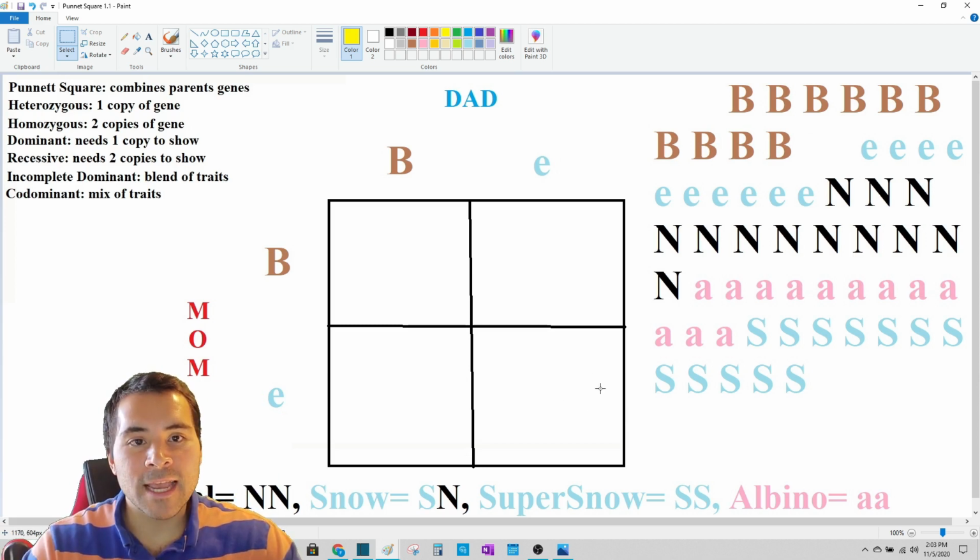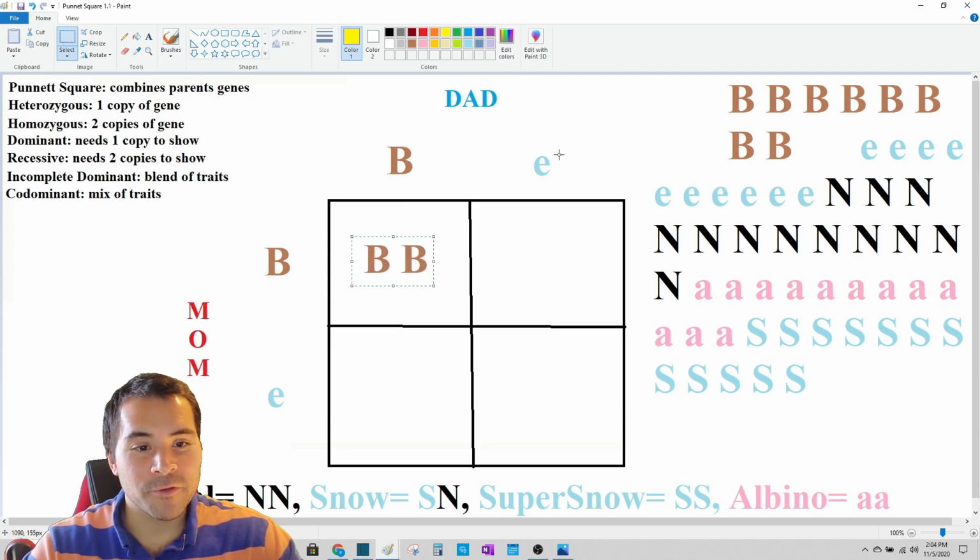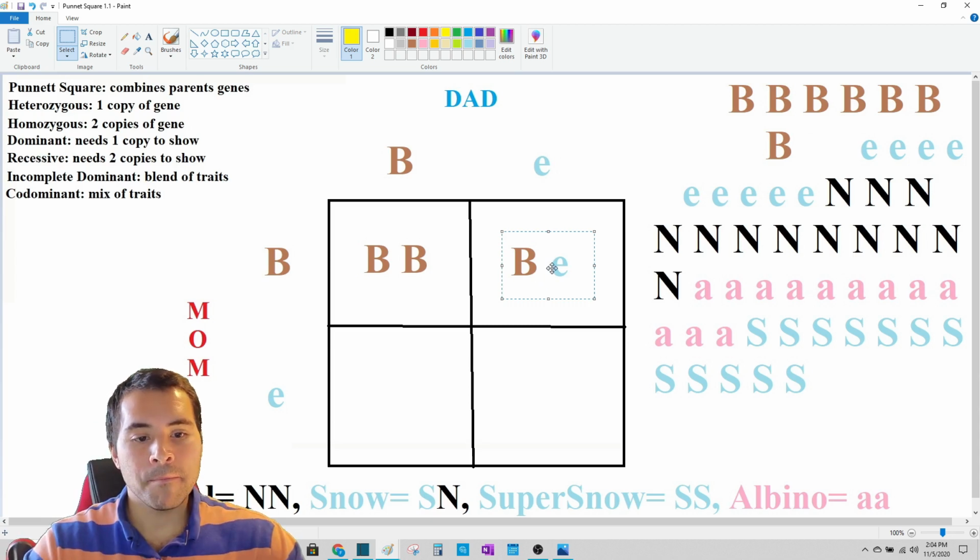We're going to do the same example that we did before, but see what our outcome will be this time. So again, your dad's brown gene drops into here and your mom's gene carries over, and what do you get? You get capital B, capital B. But if you look at this location right here, this E is going to carry over into this box, and this B is going to carry over into this box, and what you are going to get is capital B, E.